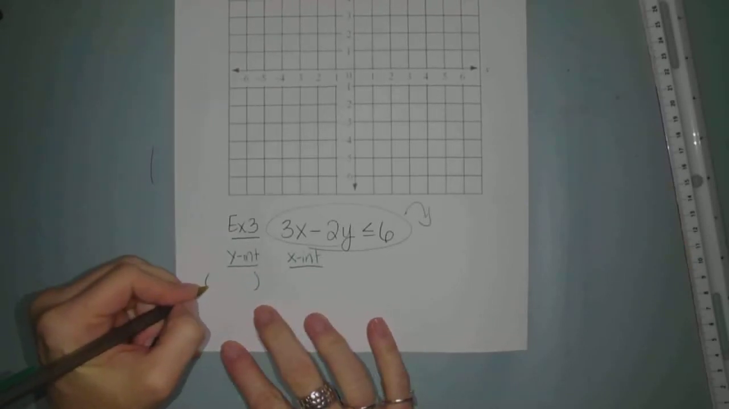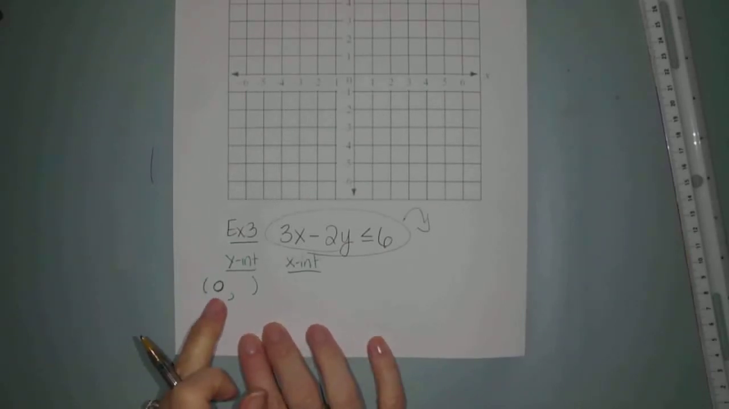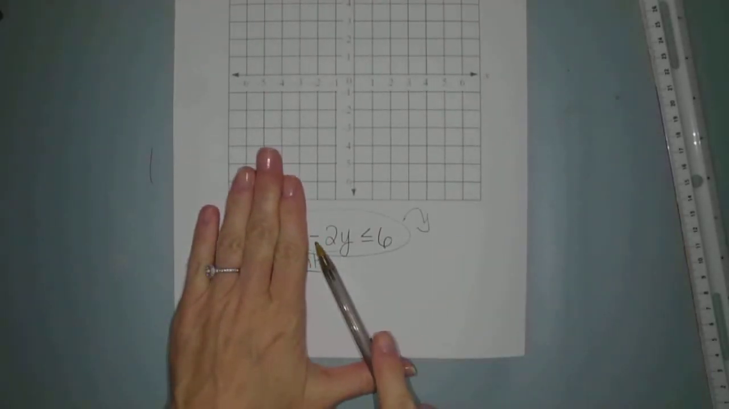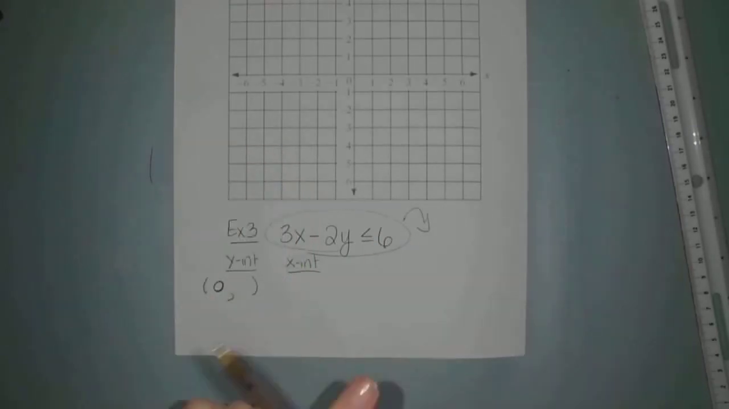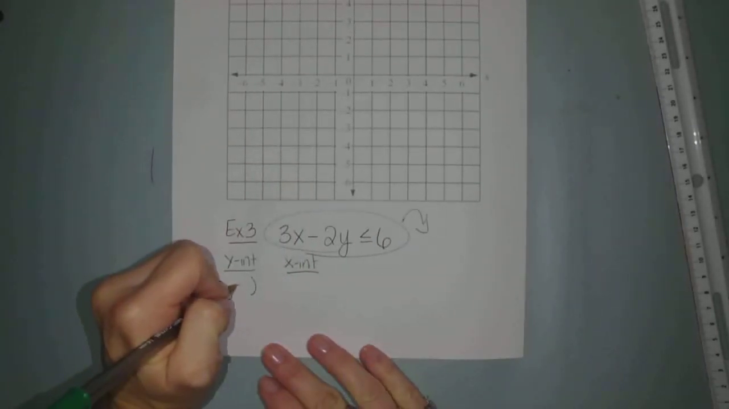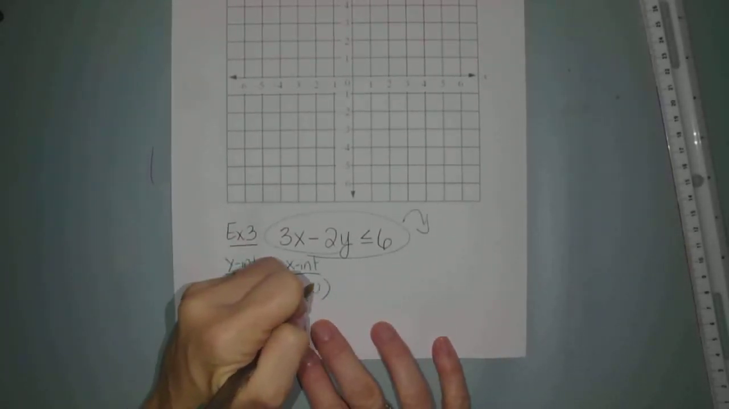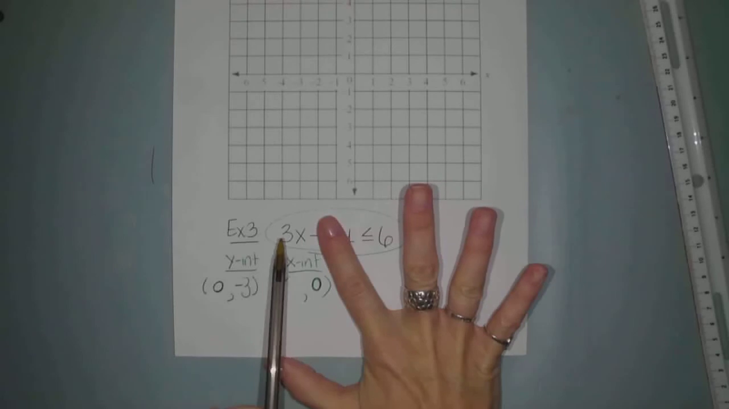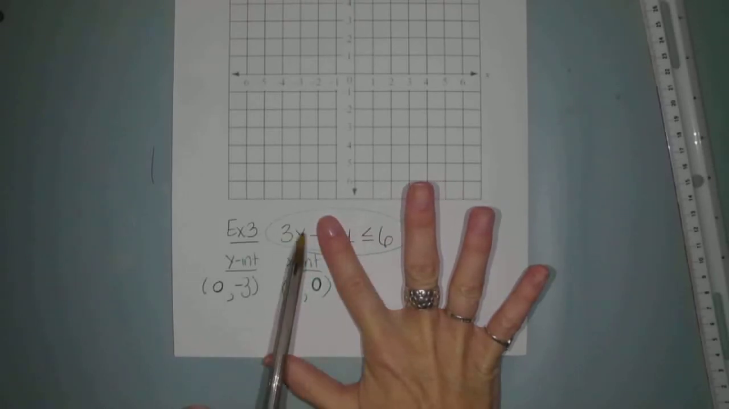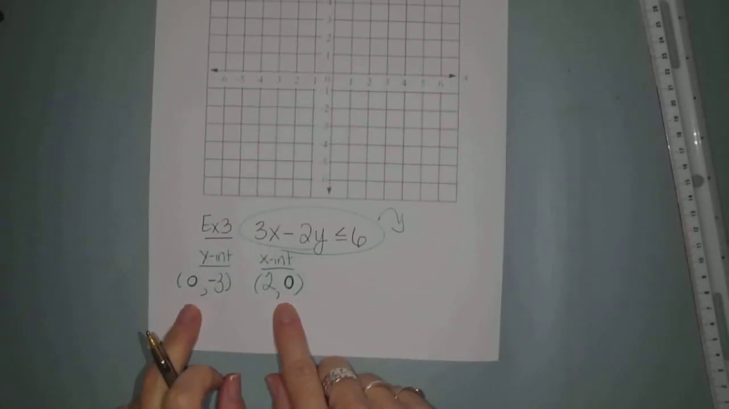If I find my y-intercept, then the x will be 0. And if x is 0, let me get rid of him, you'll have negative 2y is less than or equal to 6. So divide both sides by negative 2, and you're going to get negative 3. And if you do your x-intercept and you let your y be 0, if y is 0, this goes away, and 3x is basically equal to that 6, and divide by 3, and you get 2. So that's one way we could graph these 2 and connect the dots.